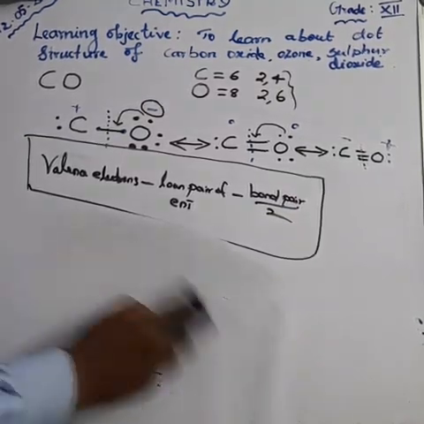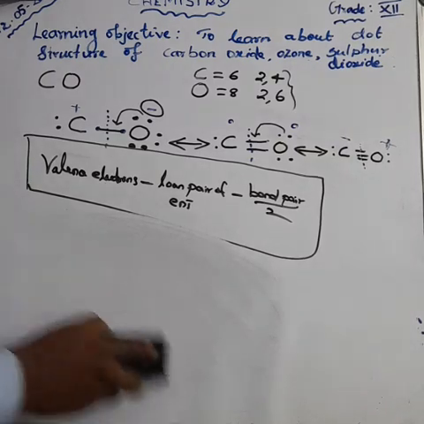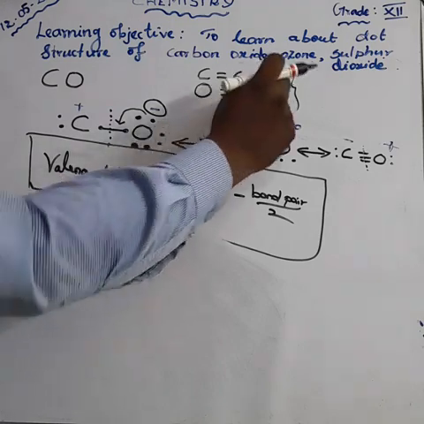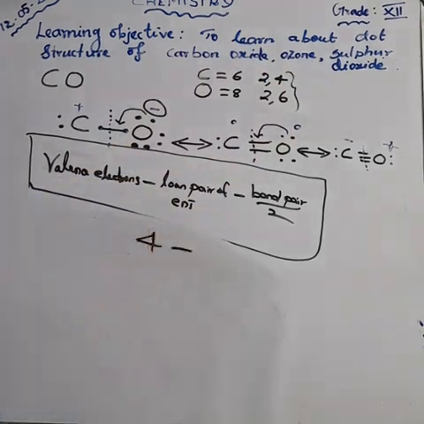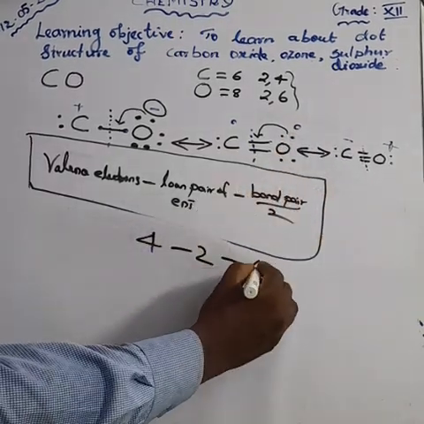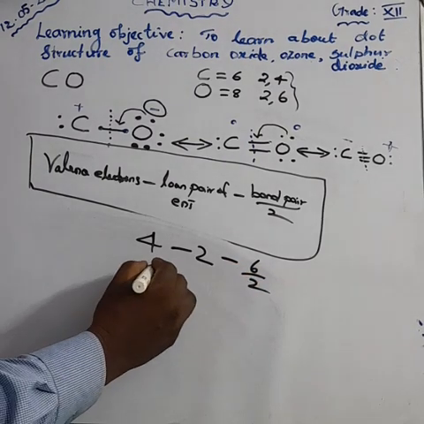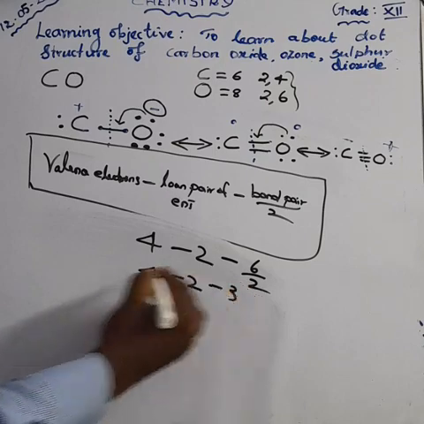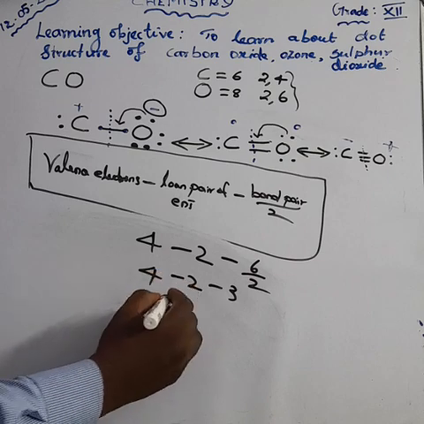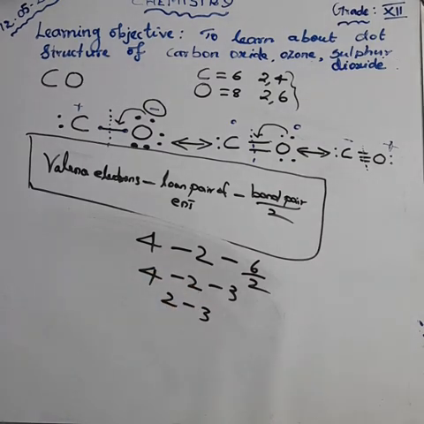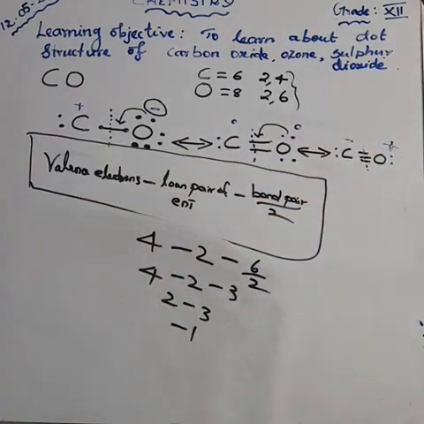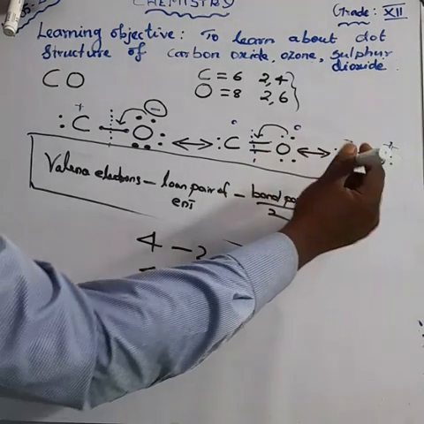Next, about the last structure, carbon triple bond oxygen. What's the structure? Valence electron of carbon, how many? 4. 4 minus lone pair of carbon, how many here? 2. Minus bond pair is 3, that is 6 by 2. Okay. So 4 minus 2 minus 3. Yes or no? So can you say what is the answer here? 4 minus 2 is equal to 2, minus 3. So what's the charge here? Minus 1. So here the negative charge. Okay. What's the carbon charge here? The negative charge.